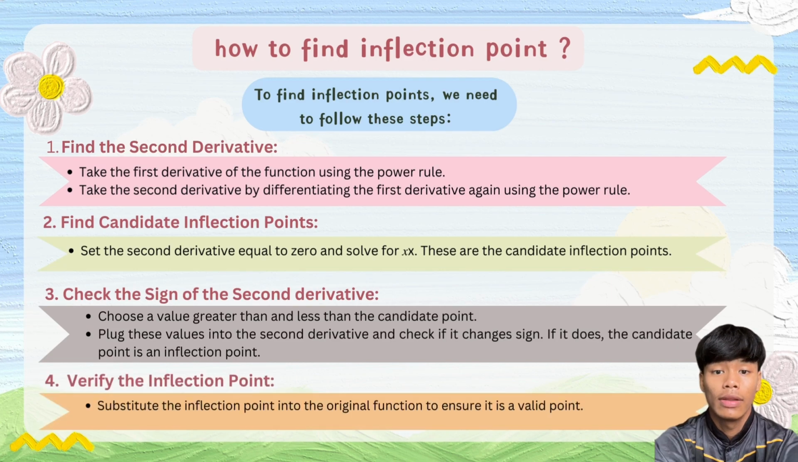Next, find candidate inflection points. Set the second derivative equal to 0 and solve for x. These are the candidate inflection points.